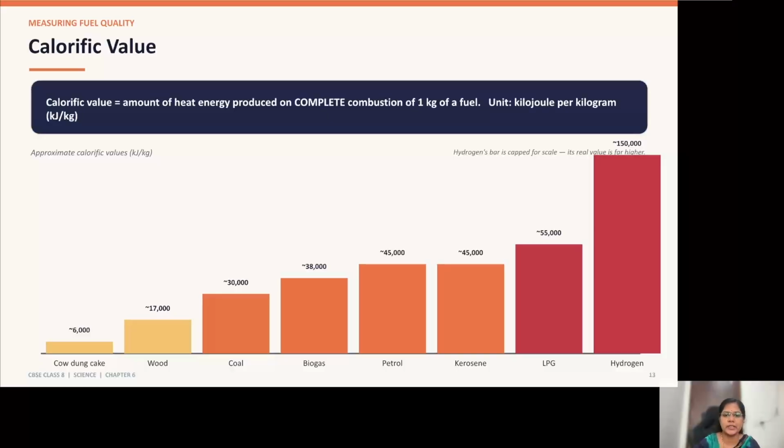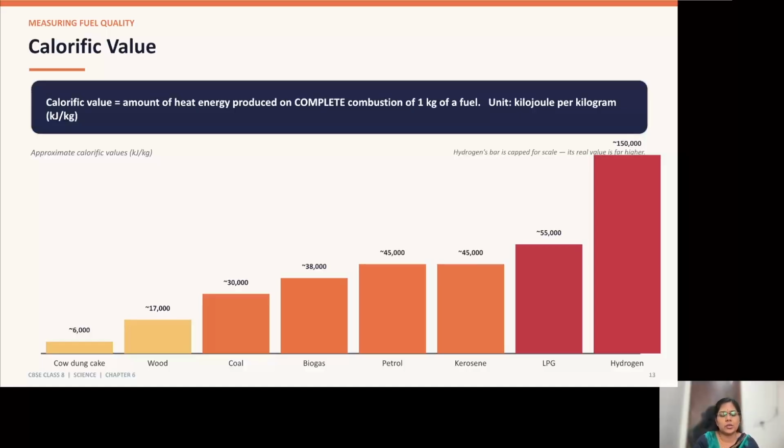Coal sits in the middle. Petrol, kerosene, LPG are high-grade fossil fuels. Hydrogen has an exceptionally higher calorific value. Its true value is roughly 3 times that of LPG, which is exactly why it is used as a rocket fuel.